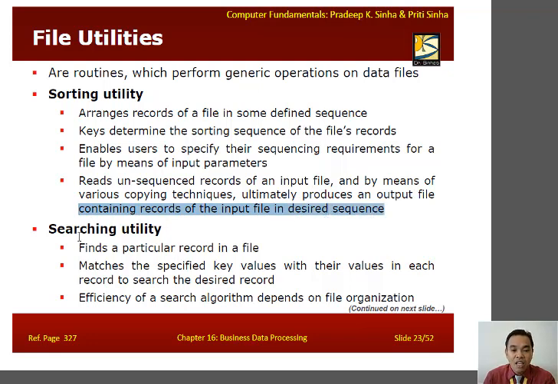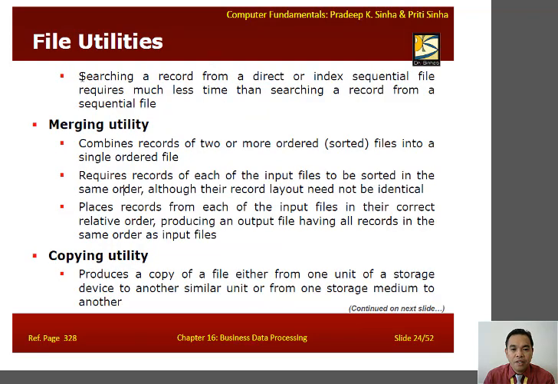Another utility is known as searching utility. It will find a particular record in a file and match the specified key values with their values in each record to search for the desired record. So efficiency of the search algorithm depends on file organization. Take note of this: searching a record from a direct or indexed sequential file requires much less time than searching a record from a sequential file.